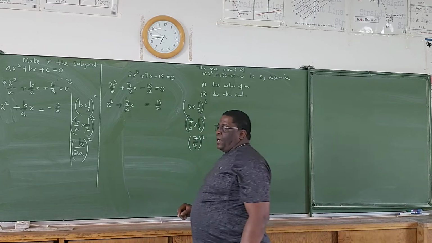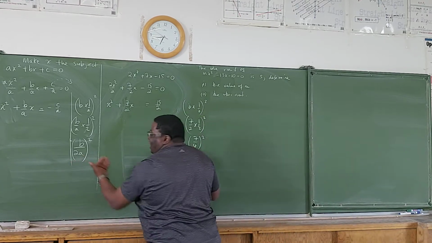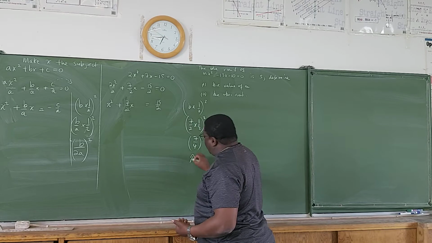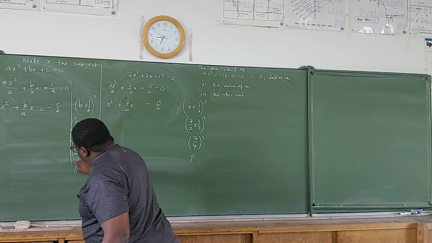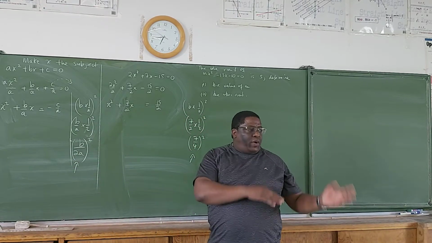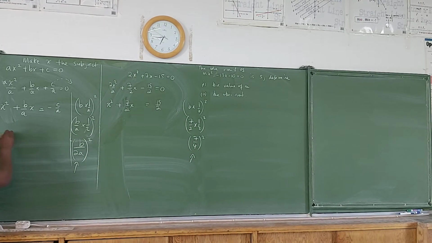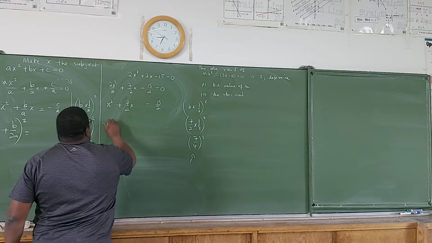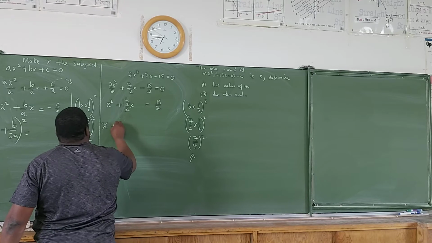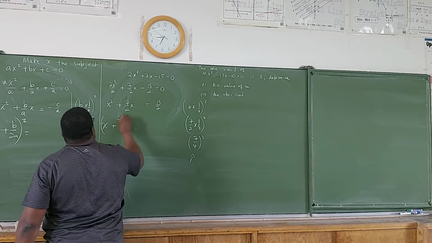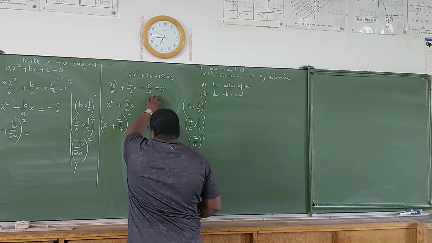I've left it in the same place because this is what's going to come inside my bracket when I complete the square. That means on this side, I'm going to have x plus b upon 2a all squared equals something. Here I'm going to have x plus 7 upon 4 all squared equals something.